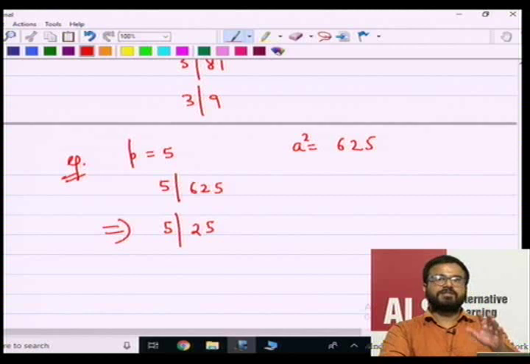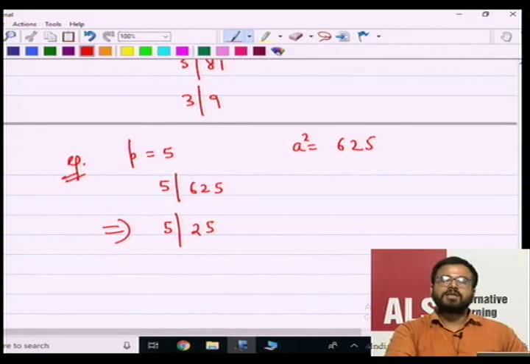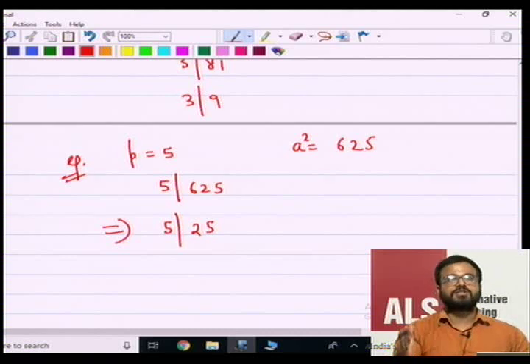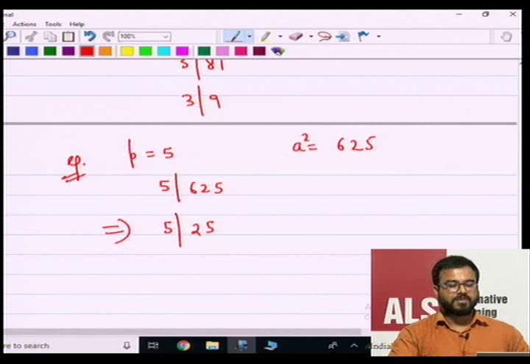The second one, which is P divides A square implies P divides A, we will use in proving irrational numbers. And the other one we will use in the fundamental theorem of arithmetic, the prime factorization way, to find the HCF and LCM of two numbers or three numbers.